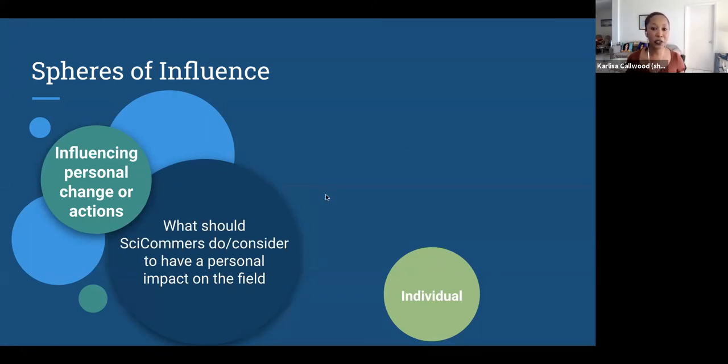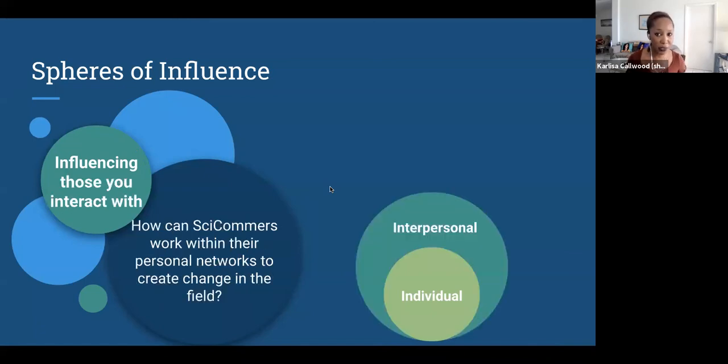At this level, you should be considering, what should SciCommers do to have a personal impact on the field? Moving onwards to interpersonal, this is influencing those you interact with. These are the interactions you have with others, including family and coworkers. Consider, how can we work within our personal networks to create change in the field?